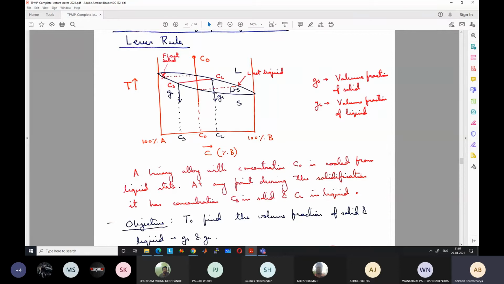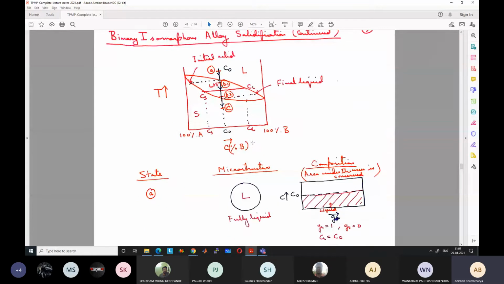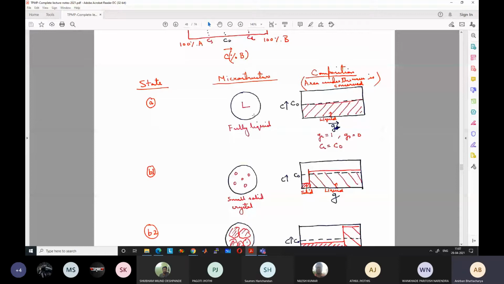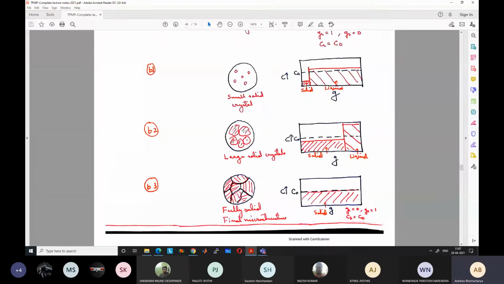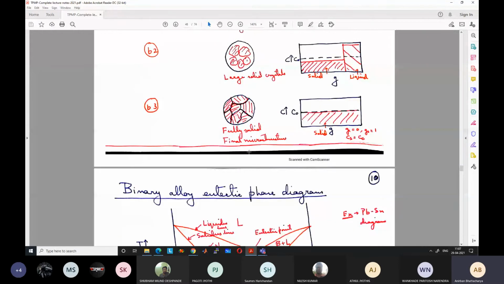Similarly, if we want to calculate the volume fraction of liquid, it is equal to the length of the other side, C0 minus Cs, divided by Cl minus Cs. So like this we can calculate the volume fraction of each phase. After that we also studied how to visualize the microstructure, what type of microstructure happens for this isomorphous phase diagram, how the grain structure looks like in the final solidified product.